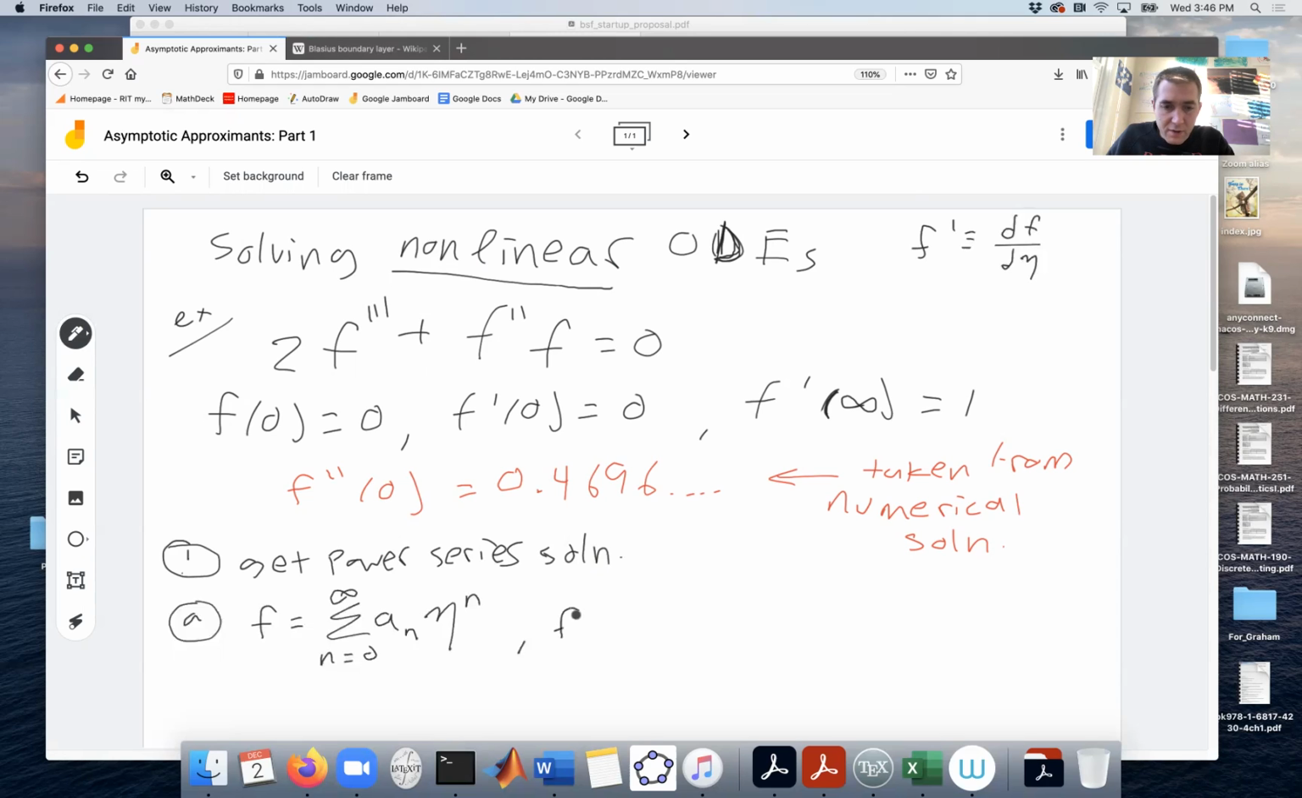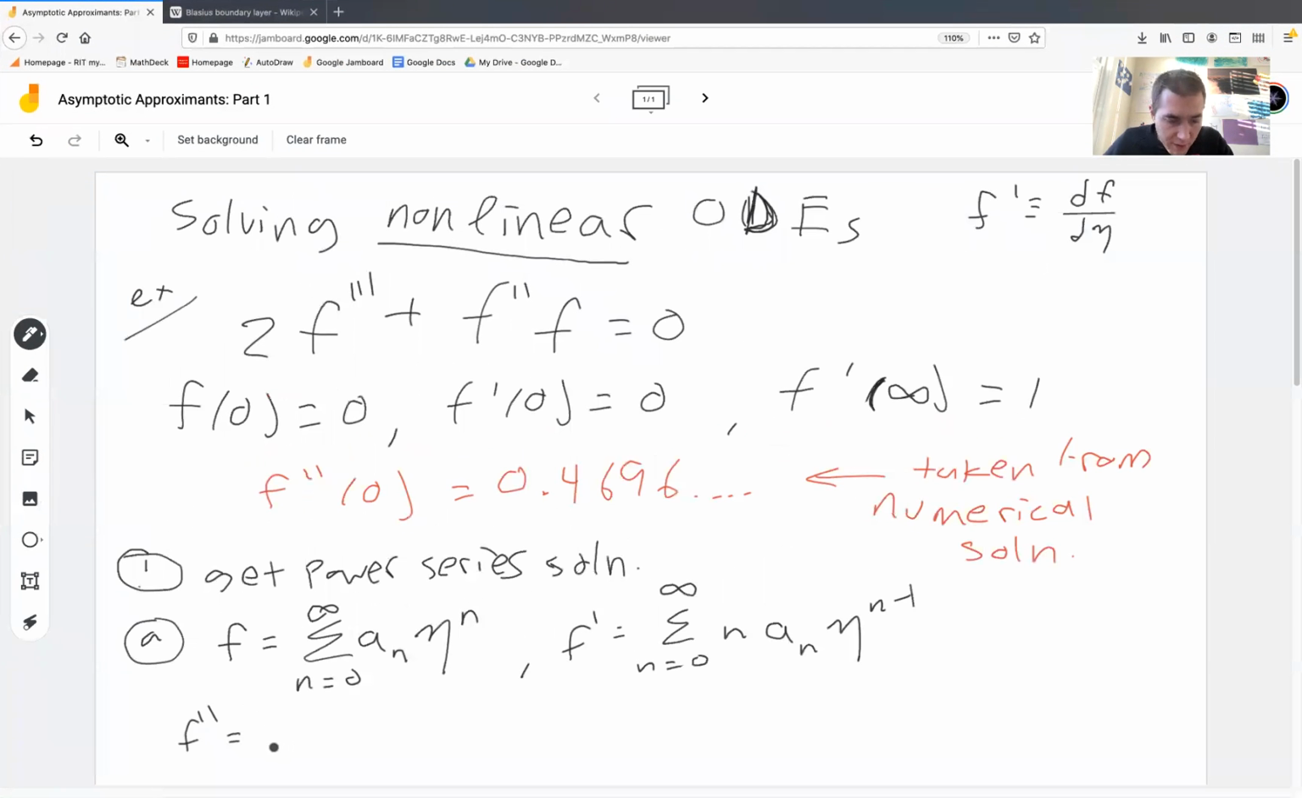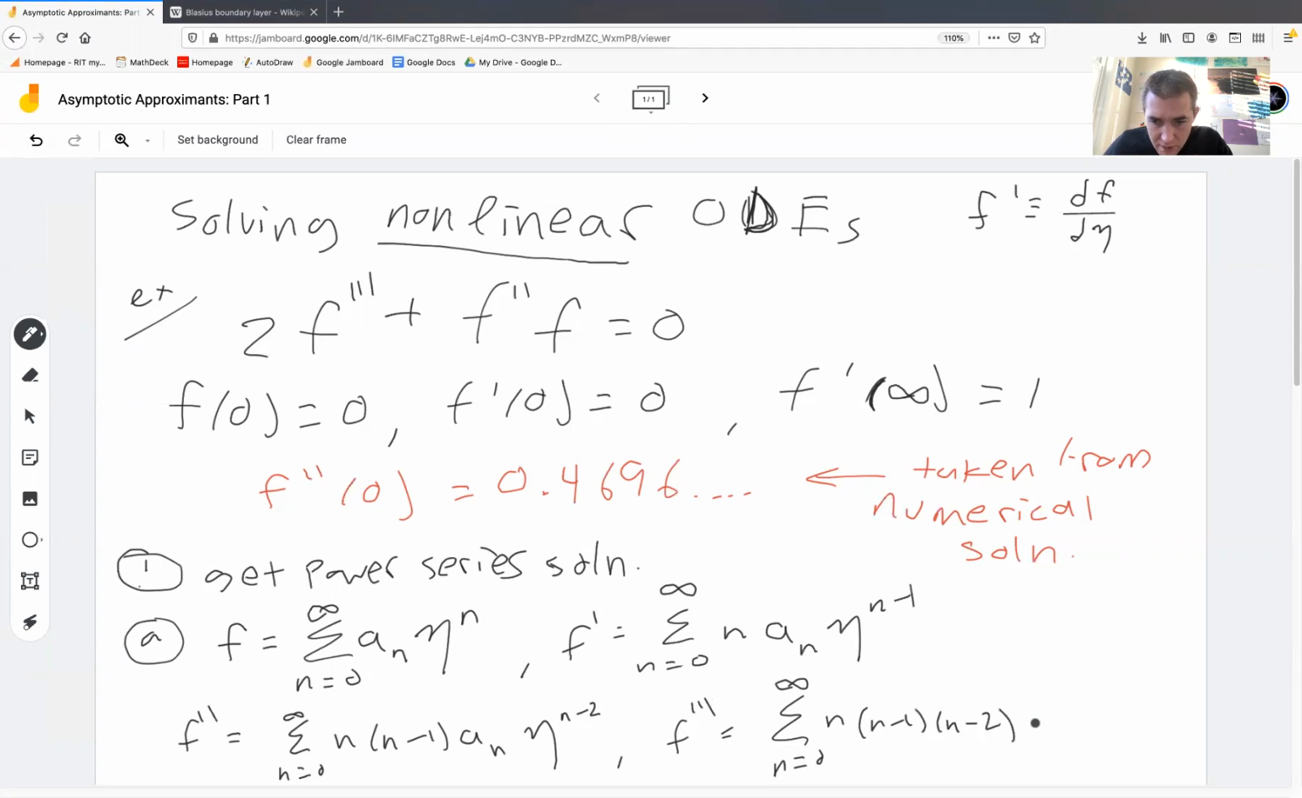So I'm just going to go in order here. So f prime is equal to n times a sub n eta to the n minus 1. f double prime is n times n minus 1 a sub n eta to the n minus 2. f triple prime is n times n minus 1 times n minus 2 a sub n eta to the n minus 3. Let me expand this window, give us some more space.